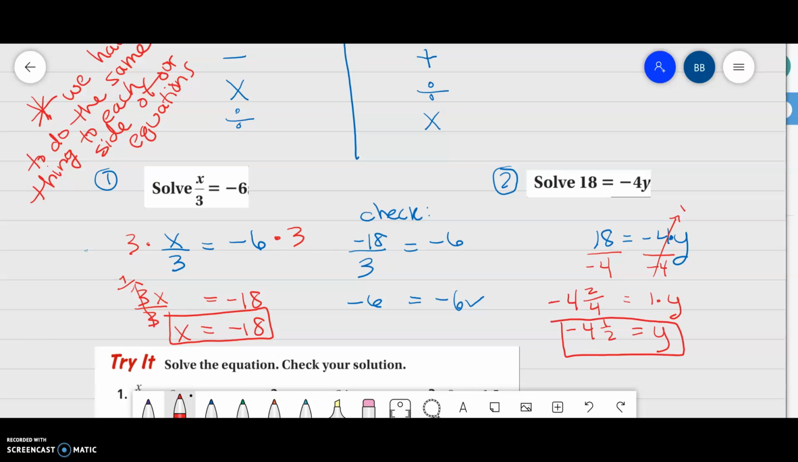And then if we substituted negative 4.5 back into our original equation, we would get 18. And a good, even quick check is negative 4 times y. We know y has to be negative because it has to equal positive 18. So a negative times a negative has to be a positive.